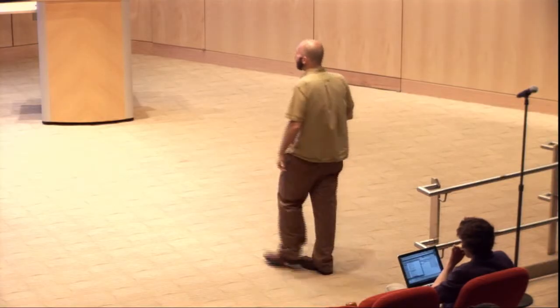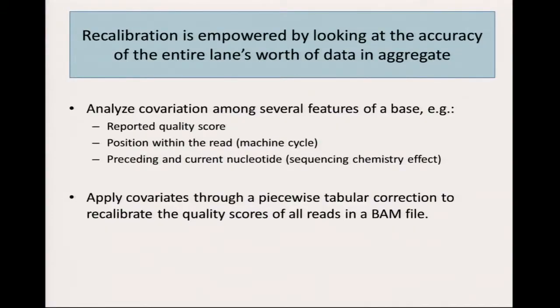Okay. So how does this work? Well, I told you about the physical device and how it's separated by lane. So what we're going to do is count up all the data as a function of several things: the lane, the reported quality score, the position within the read, and these sequencing contexts like I showed you. Every time we saw Q30 followed by AA in this lane, we saw it 1,000,000 times, and it was an error 10 times. So that 10 over 1,000,000 turns into a quality score, and that's the empirical quality of that set of data.